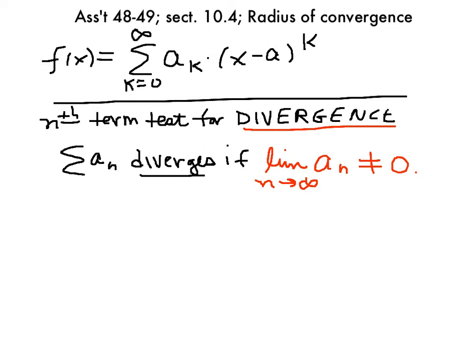It's really important to notice that it's very possible that the limit as n approaches infinity of a sub n will equal 0. That does not mean that the series will converge, and we'll see examples of that to come.